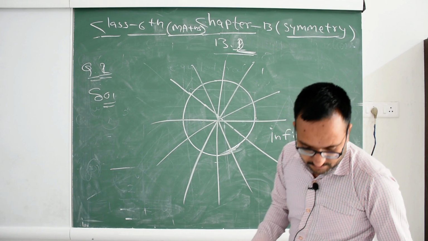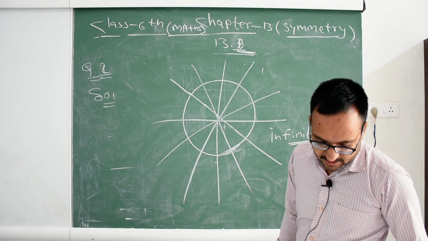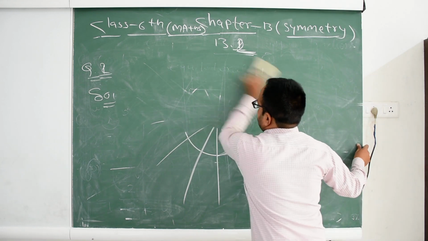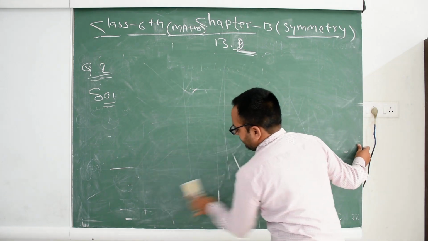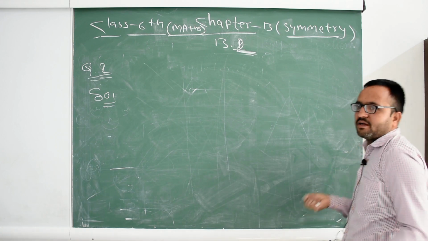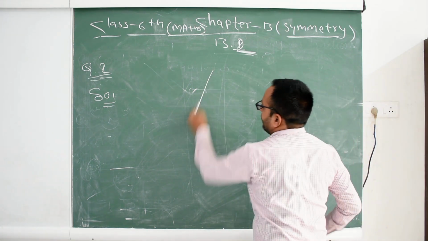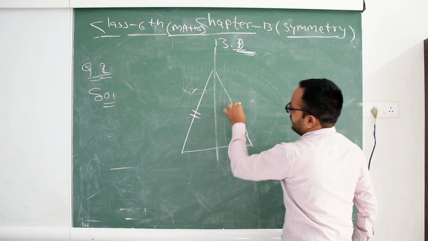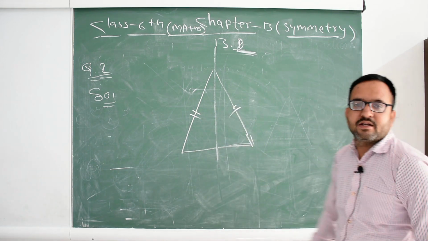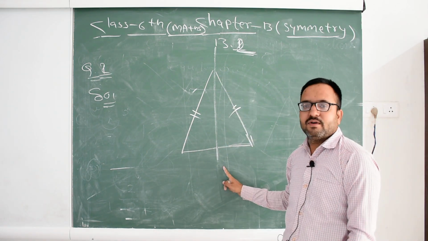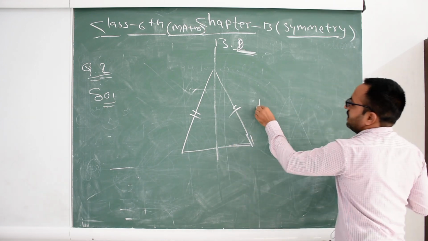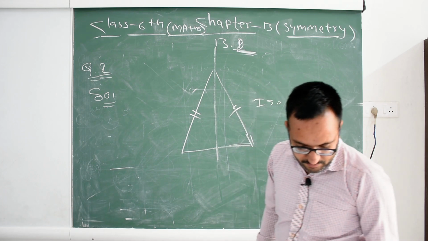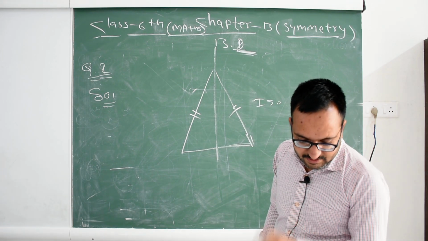Okay, now question number 4: can you draw a triangle which has only one line of symmetry? Yes. We draw the isosceles triangle with only one line of symmetry. We have one line of symmetry in an isosceles triangle. Okay, exactly two lines of symmetry.